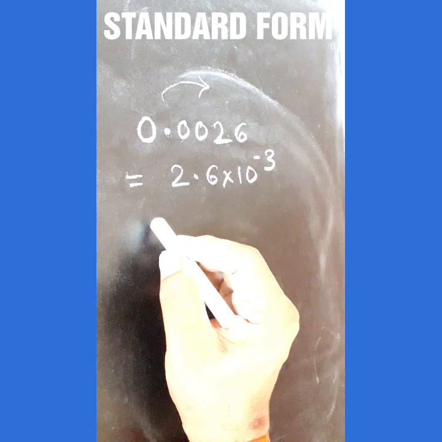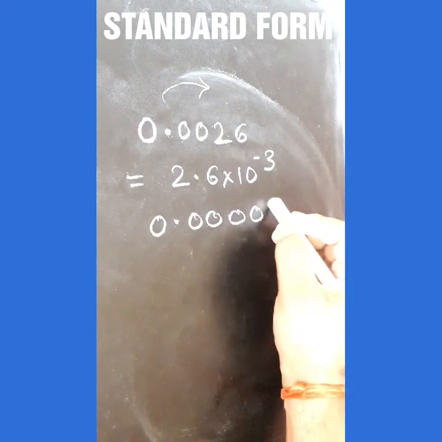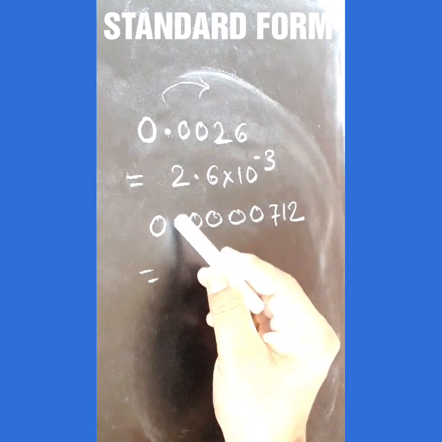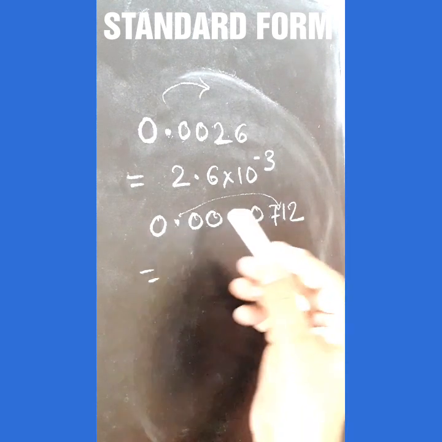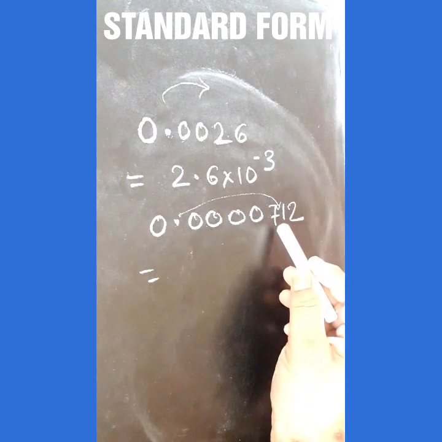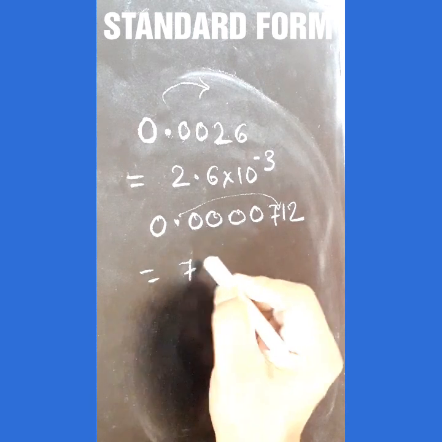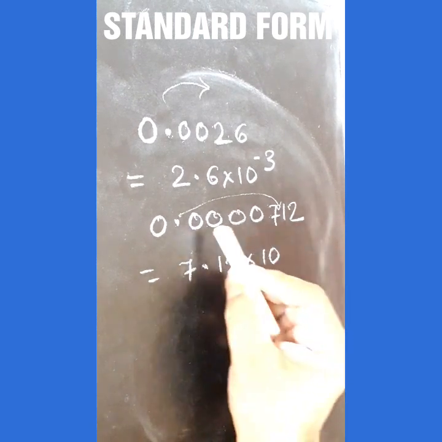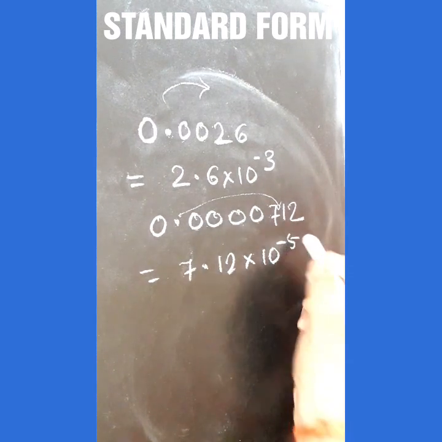Again let us take another example: 0.000712. Now we will bring this decimal from here to, means the decimal will be written after one digit, and that digit should be from 1 to 9, other than 0. Then 7.12 into 10 to the power, 1, 2, 3, 4 and 5, minus 5.